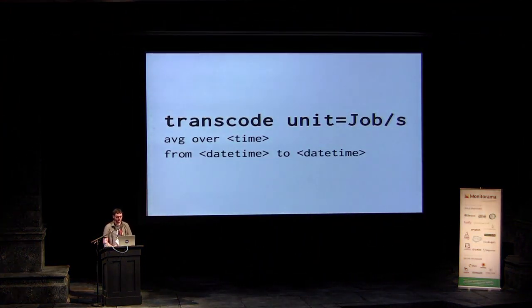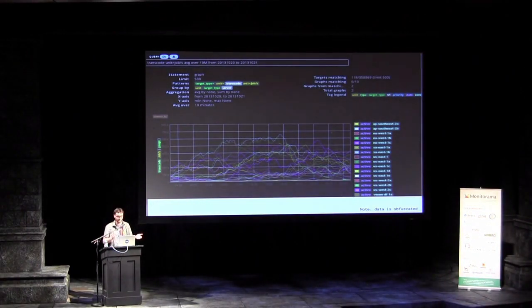Another example, let's say I want to get more insights into our transcode jobs that are running. So I just type transcode and unit equals jobs per second. That basically gives me this overview. As you can see, there's a lot of time series there, mostly because there's a bunch of different job states, like active, starting, failed. And also there's a lot of different zones. You can see the zones on the right.